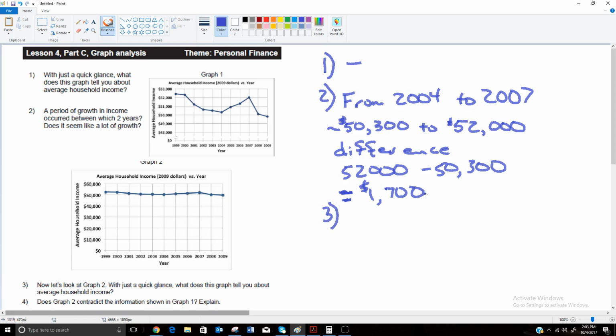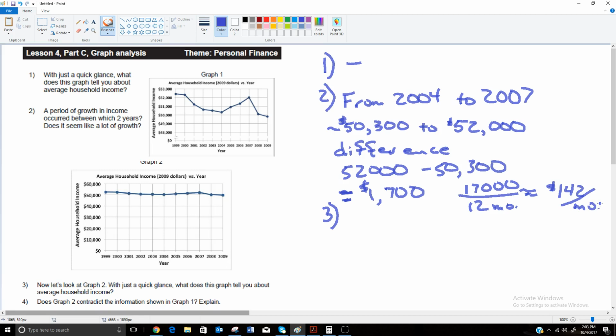And again, if we divided that by the 12 months in a year, we get 17,000 divided by 12... I'm sorry, 1,700 divided by 12 to be about $141.67. So I'll just say about $142. So that's an increase of about $142 a month.